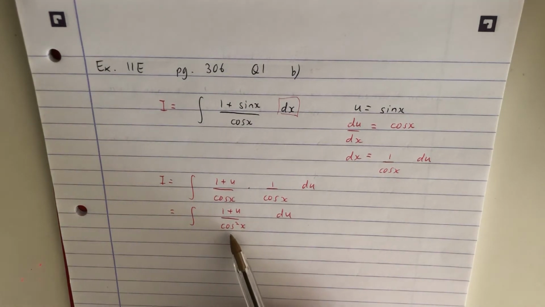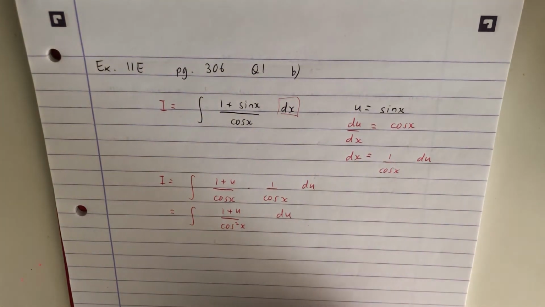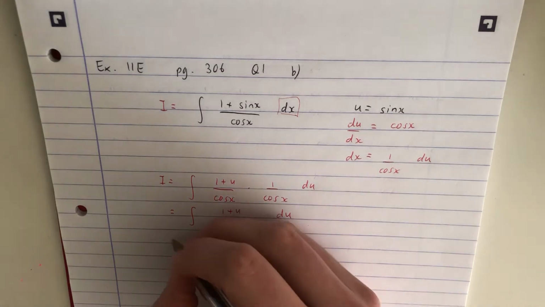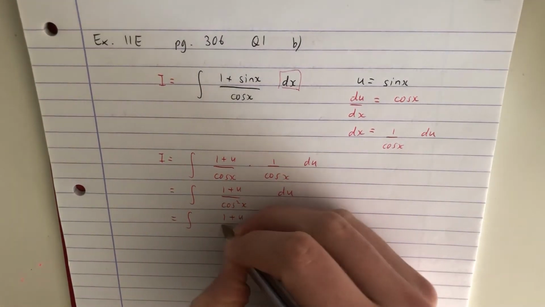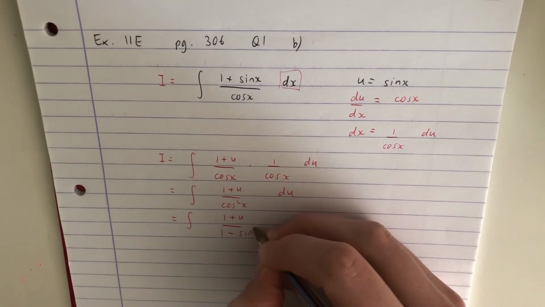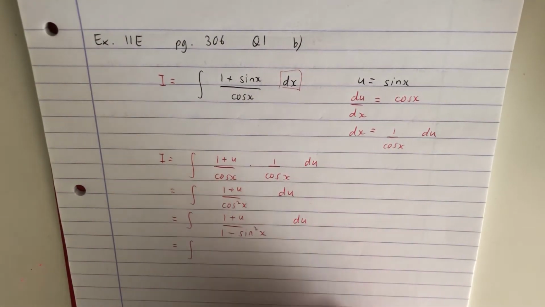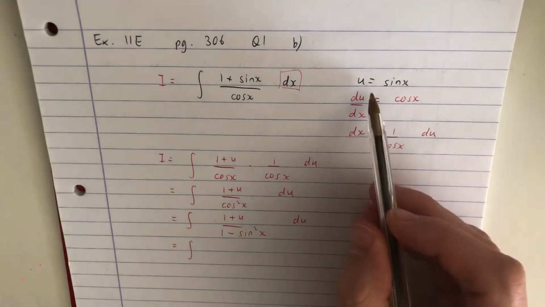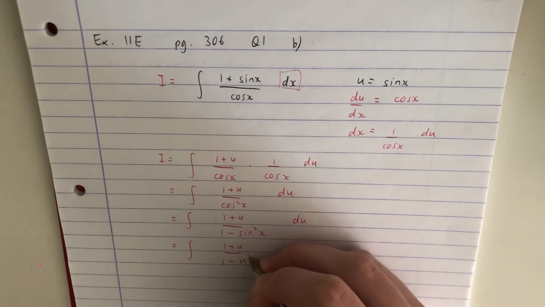Now, is there a link? How can I get rid of this cos squared x? Because I can't integrate until this disappears. Do you know a link between cos squared x and sin x? And the answer to that should be yes. This is the same as integrating 1 plus u over 1 minus sin squared x du. And now the substitution is easy. You just replace the sin squared with a u squared. 1 plus u over 1 minus u squared du.